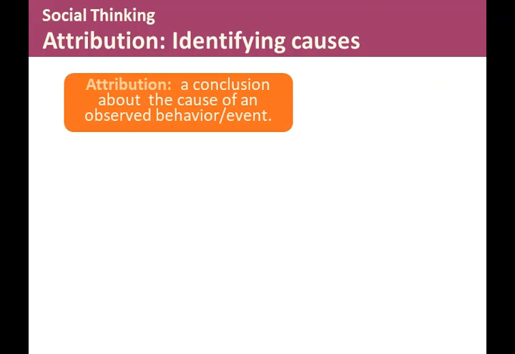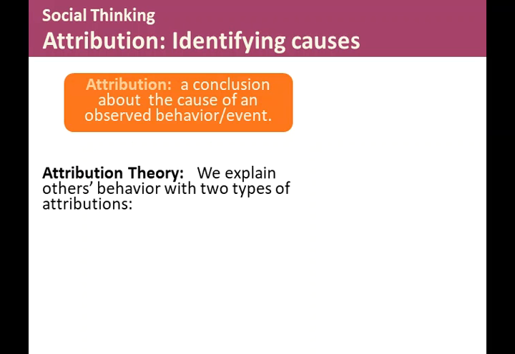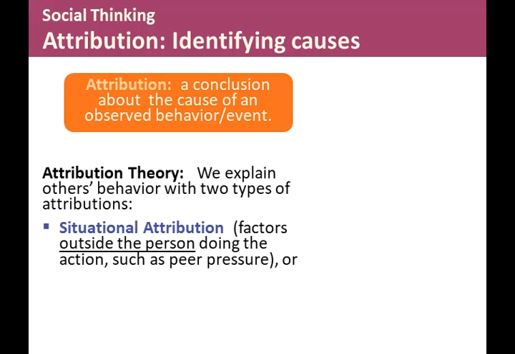So, first let's talk about attribution. When you are involved in anything and you see people behaving in certain ways, we want to attribute. That is, we want to identify causes. We want to ask ourselves, why is it this person did that or is behaving this way? So attribution is a conclusion about the cause of an observed behavior or event. We're looking for causes. We want to identify them. Attribution theory. We explain others' behavior with two types of attributions. The first is a situational attribution.